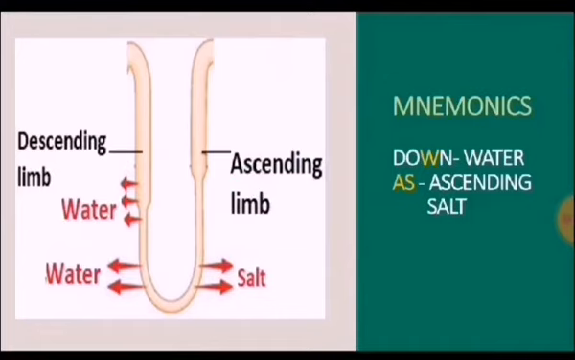You can remember it through the mnemonic: descending for down, down, W represents water. That is, descending limb is permeable to water and water is removed through osmosis. Ascending, A for ascending, S for salt. The salts are removed from Henle's loop through active transport.